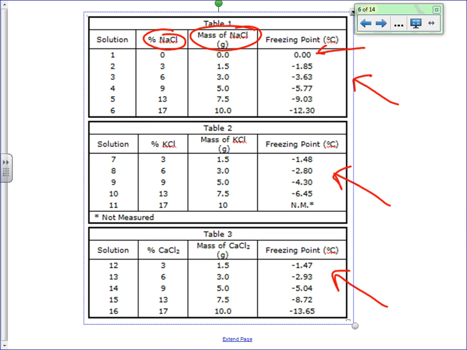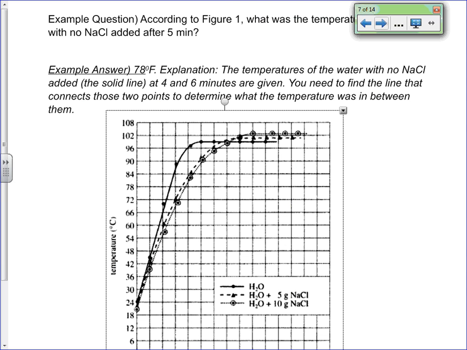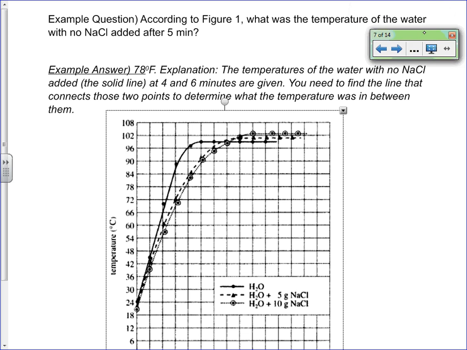All right, let's do some interpolation. If we take a look at an example problem, it says, according to figure 1, what was the temperature of the water with no NaCl added after 5 minutes? Now this is actually not an interpolation question. This is just getting you to be able to use this graph effectively. So if you were to see this question, how would you answer it?